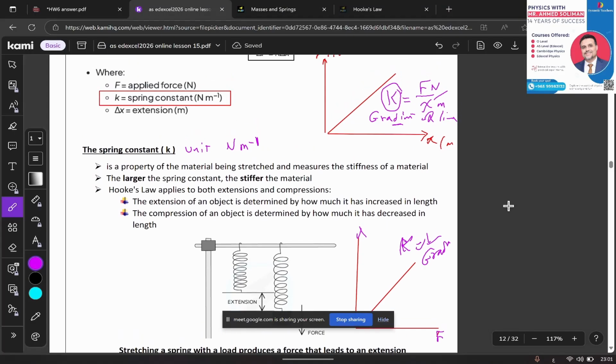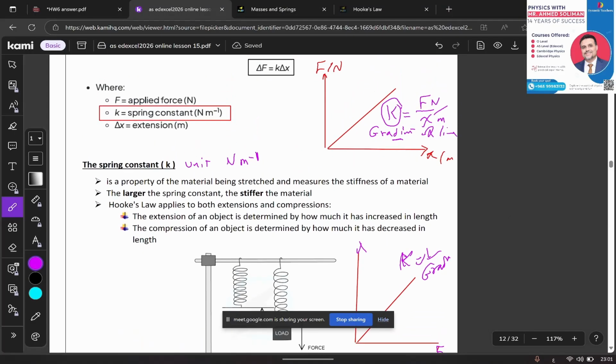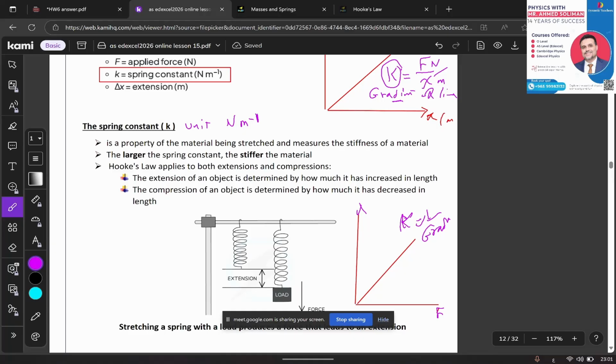So now again, what I mean is, if we flip, so now we find F in Newton and extension in meter or centimeter. So K still equals force over extension. But now K is not equal to the gradient, it will be 1 over gradient. Do you know what is the difference now, Habiba? Yes. Mirola, do you know what is the difference? Yes. Okay.